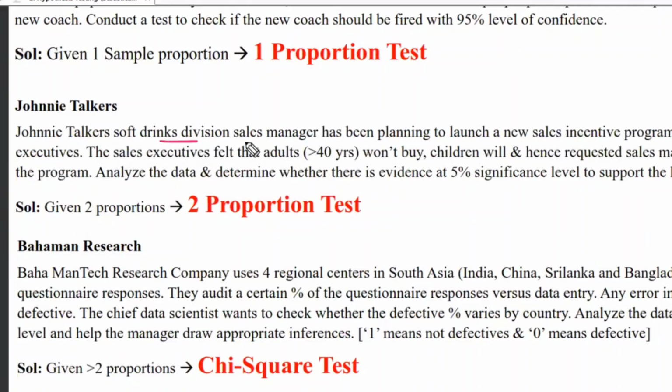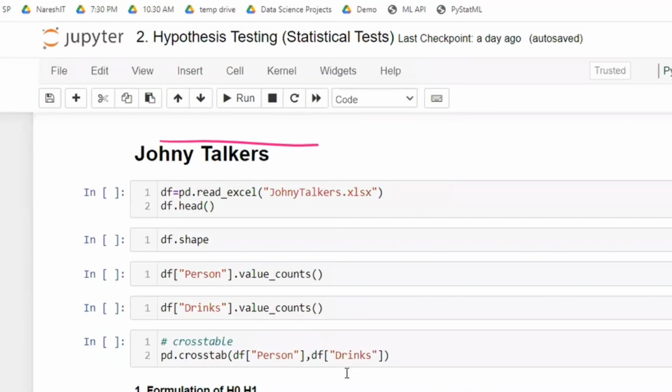Now this manager wants to check whether what these people are saying is true or false. I have released the product in the market and now these sales executives are saying my cool drink is a child drink. Whether it is true or false, he wants to check. Now what they have done is they have collected the data. This is the data.